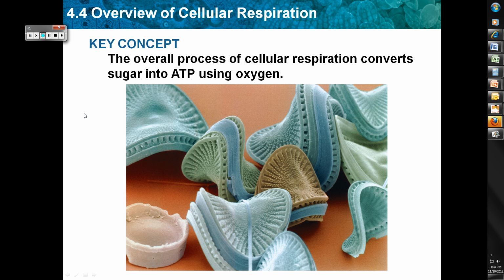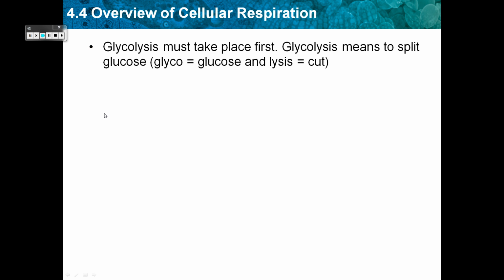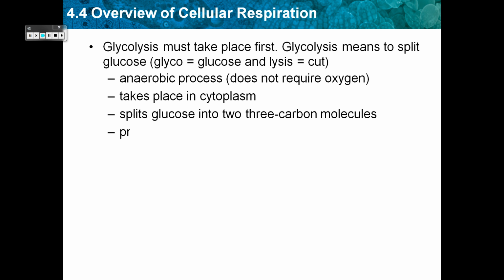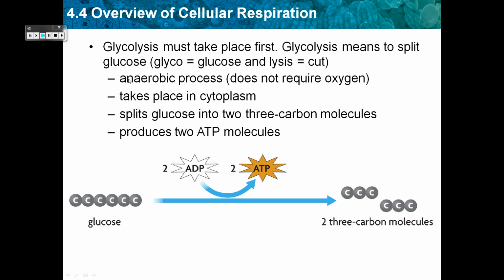Okay, today's study is on 4.4, which is cellular respiration, where your body converts glucose into ATP using oxygen. The first thing that needs to happen is that the glucose needs to be split in half because it's too big to fit into the mitochondria. So we do this process called glycolysis.